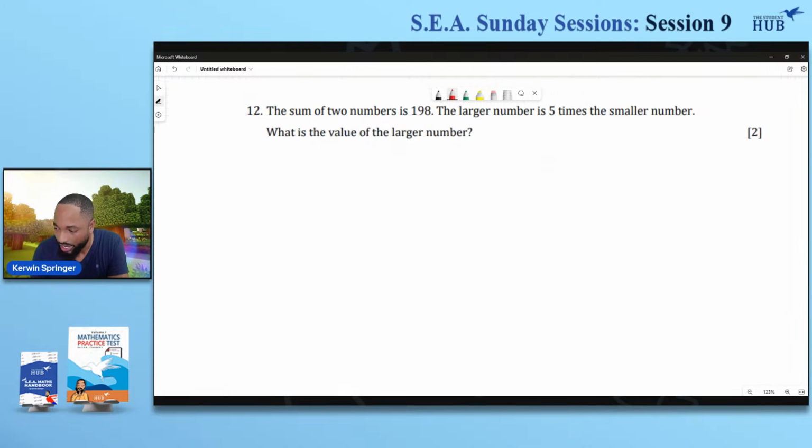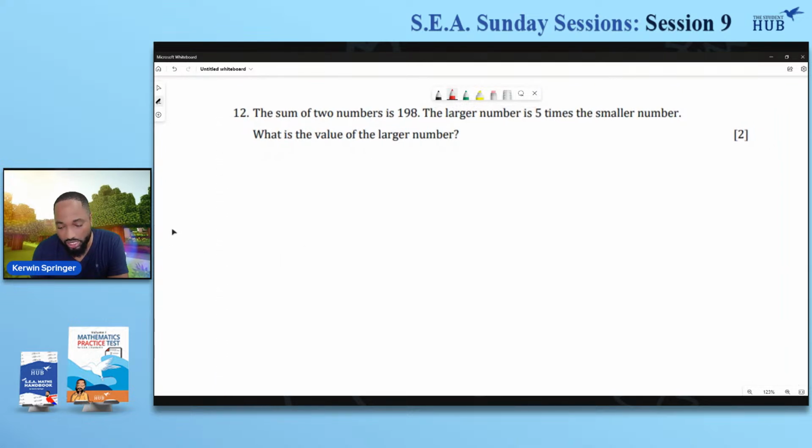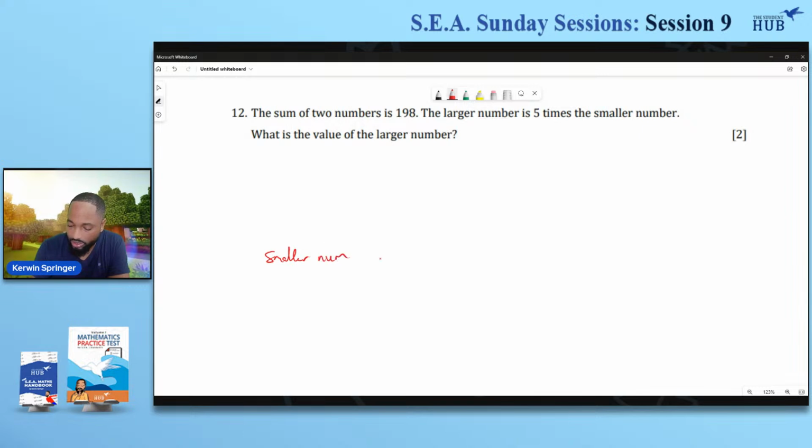The sum of 2 numbers is 198. The larger number is 5 times the smaller. What is the value? Okay, so this is unequal sharing as well. The one mistake people make is that they divide by 5, when it should be divided by 6, because you have 2 numbers: a smaller number and a larger number. If you use a block diagram, the smaller number is 1 block, but the larger number is 5 times that 1 block. How many blocks in all? Not 5. How many blocks in all? 6 blocks. So 6 blocks is what the 198 represents.